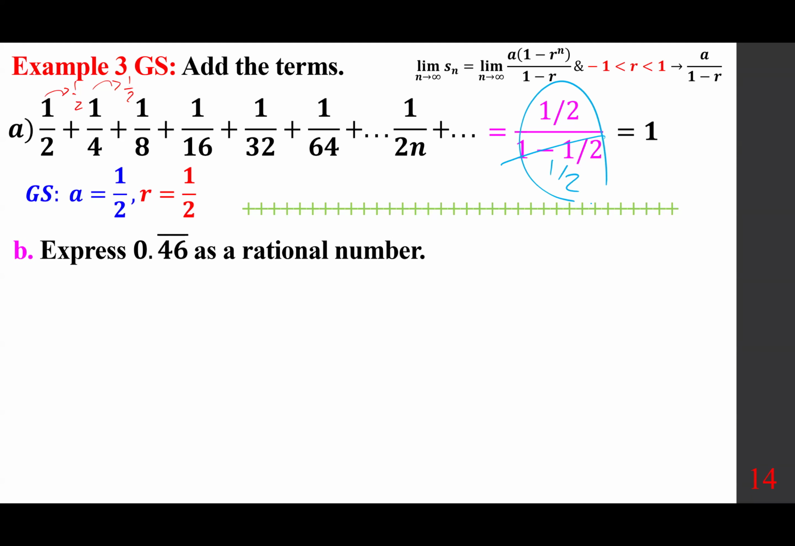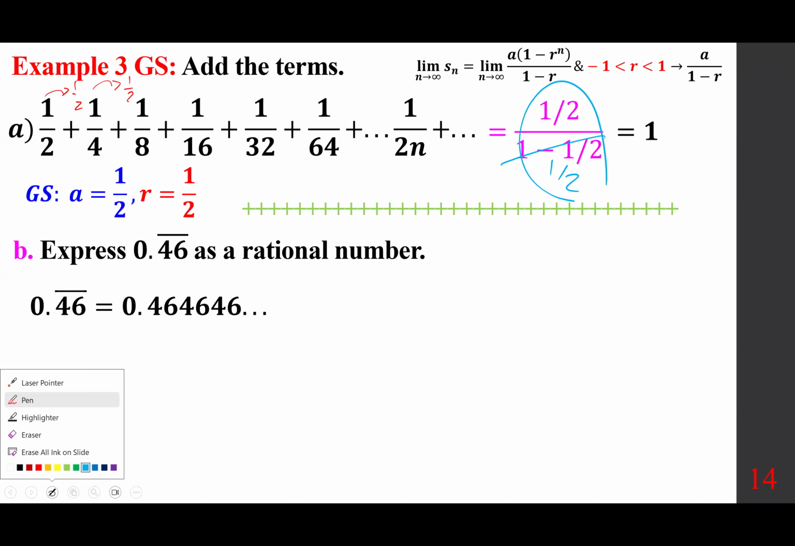Express 0.46 bar as a rational number. We've done this in algebra in a different manner by setting it equal to x and taking it from there. We are going to look at it from a geometric series point of view, understanding 0.46 bar. It's a repeating decimal, meaning 0.46, 46, 46, indefinitely. That's the meaning of it.